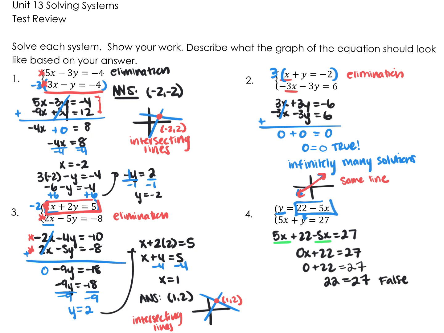So when that's the case, if our x's and y's disappear and the equation is false, the answer is no solution. And if it's no solution, then that means there is not a point where our lines intersect. So in that case, our lines are parallel if you were to draw both equations on a graph.